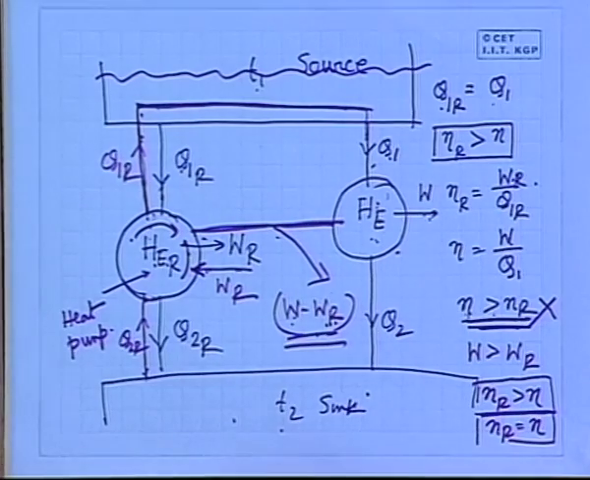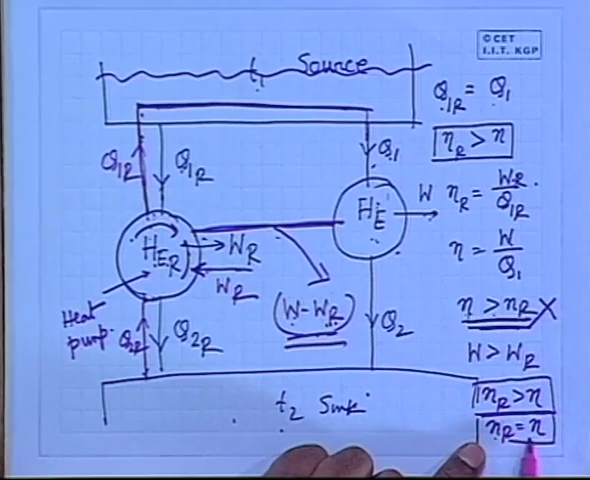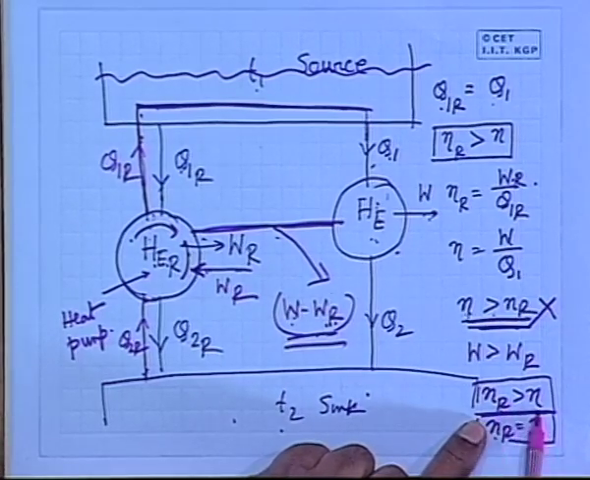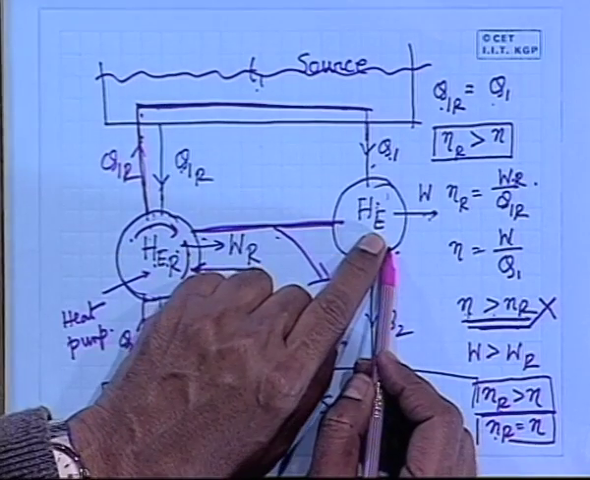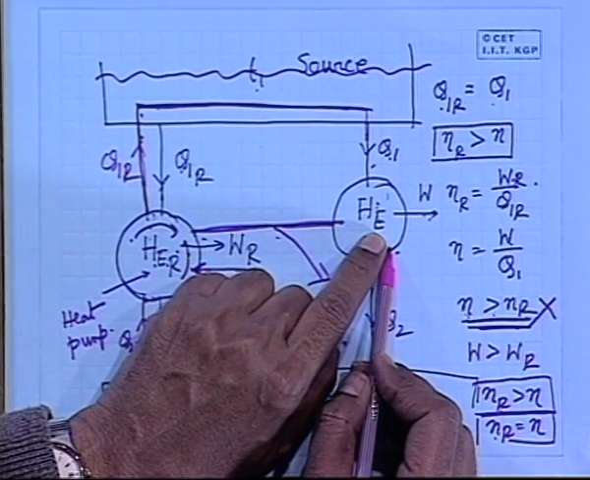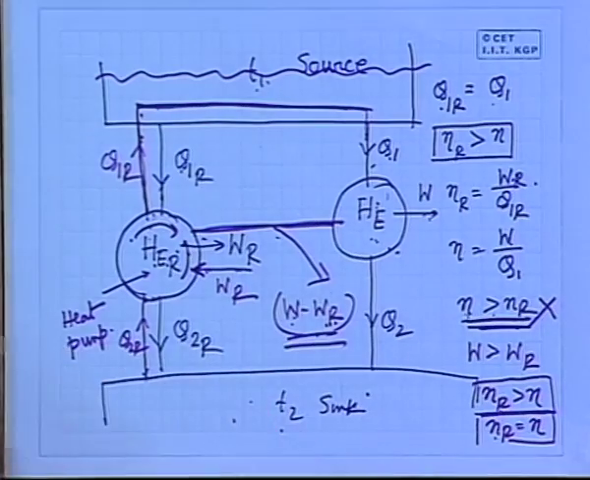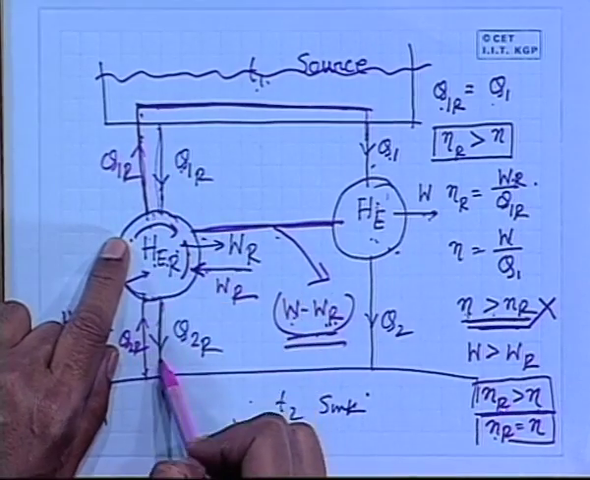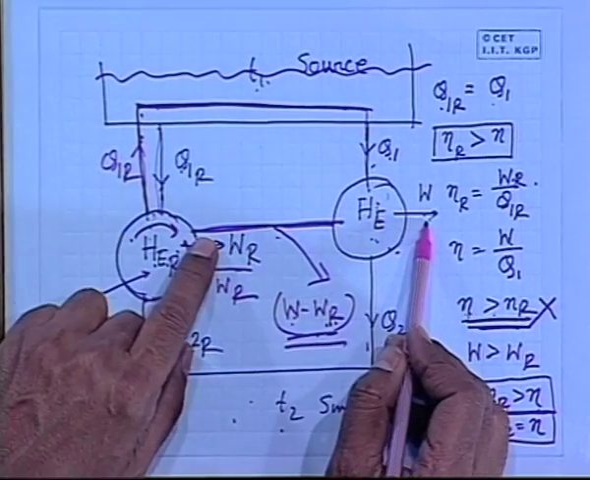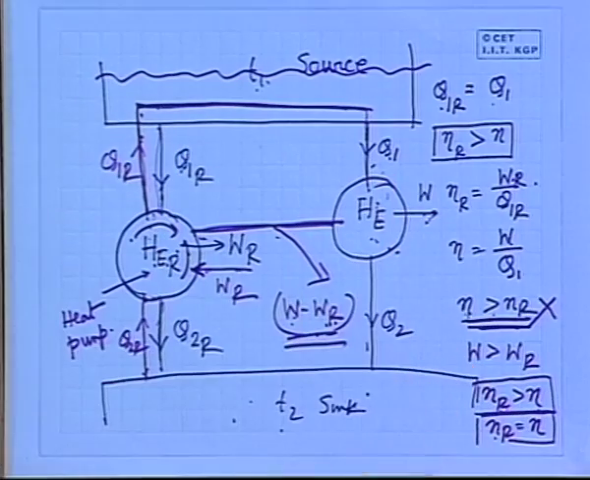Any difficulty in understanding, please tell me. So the final logic is that eta r is greater than eta. That means the efficiency of a reversible engine is more than that of an irreversible engine, if they are working under the same temperature limits. Because if eta r equals eta, that means Q 1 r, Q 2 r, Q 1, Q 2 are the same, and they give the same work. So with the same interchangeability of heat and work, they are identical machines.